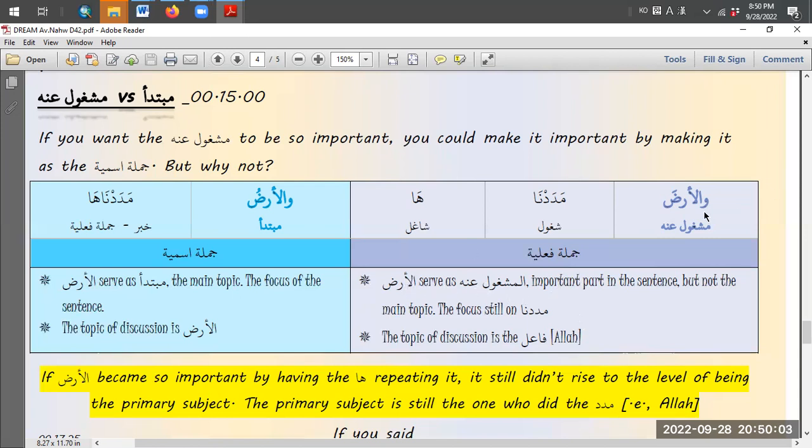So here, wal arda madadnaha, it is jumla fi'liyah, but in a special sequence. So here, al-arda serves as mashghul anhu. This is an important part in the sentence, but not the main topic. The focus is still on madadna. The topic of discussion is the fa'il. It is so important, but not the topic of discussion.